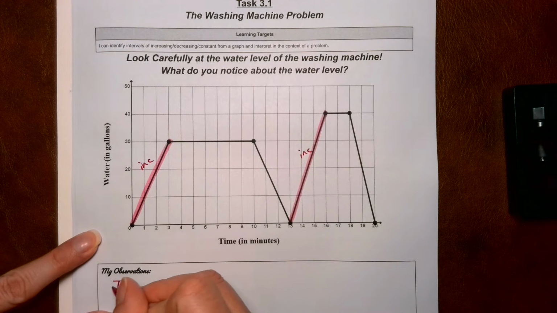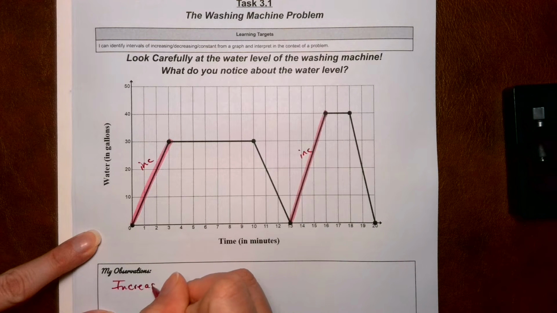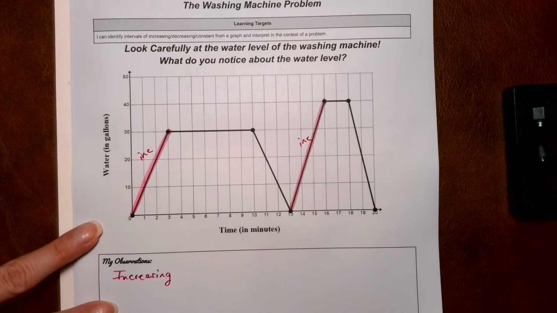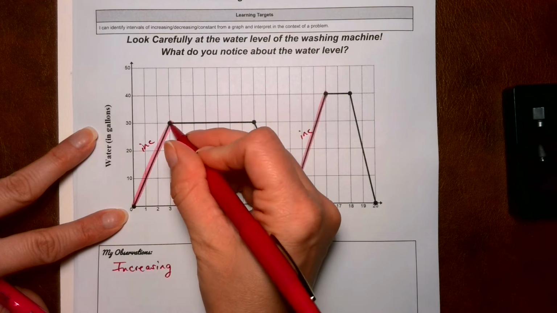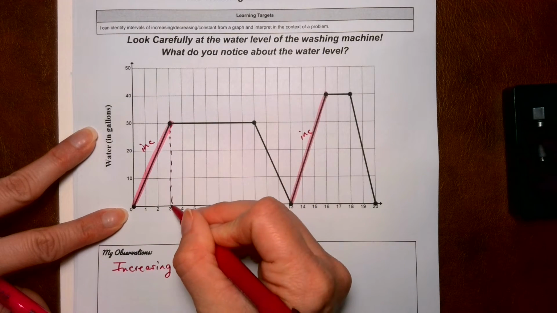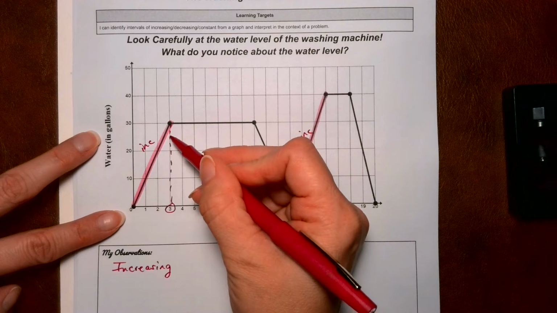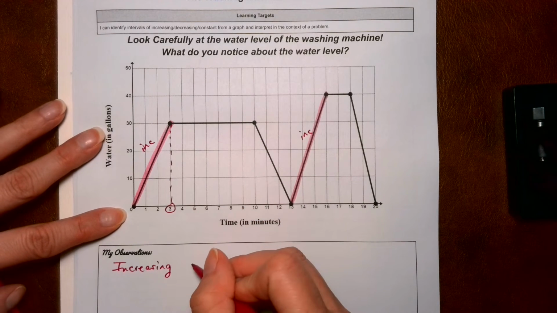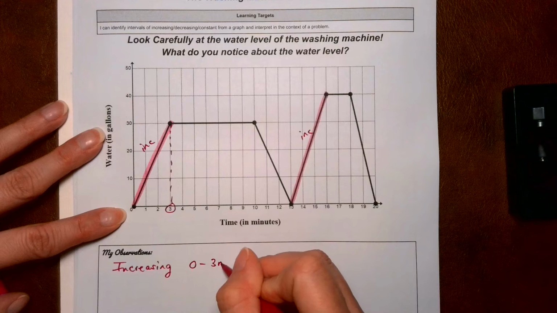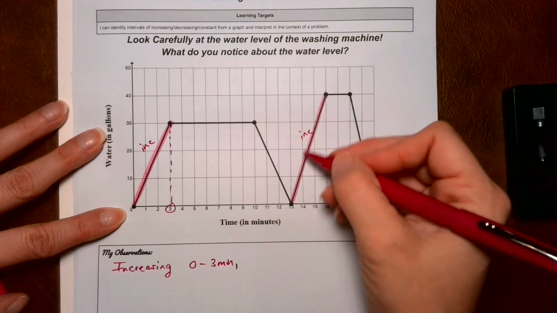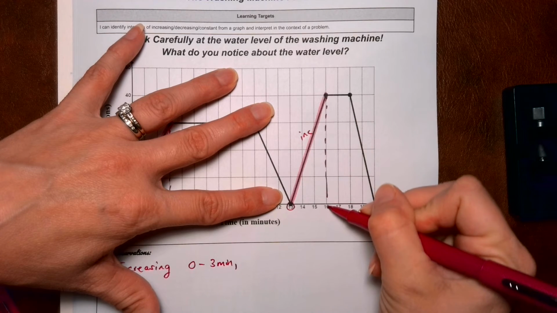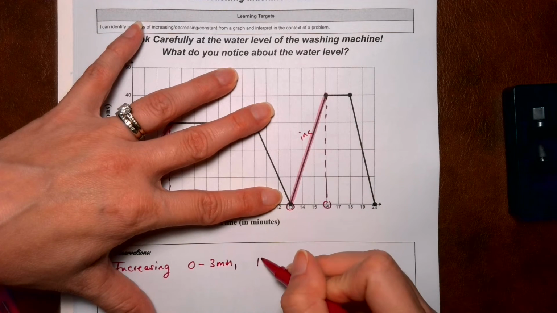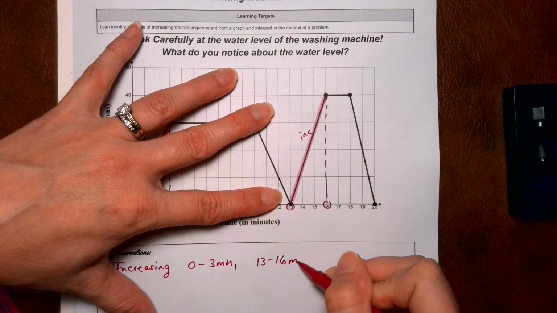So let's write down increasing. And to do that, you look along the x-axis. I know that it started at 0, and then it kept going up all the way until 3. Sometimes it helps to build these little walls. It's increasing from 0 to 3 minutes. And then again, starting at 13, from 13 to 16 minutes, it is increasing.